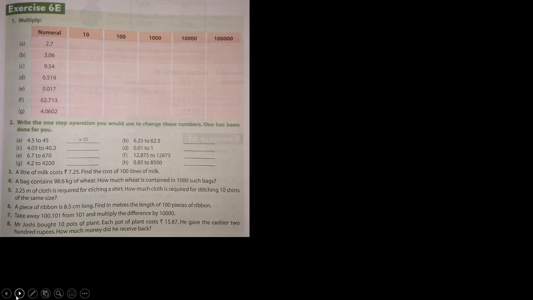This is exercise 6E on your screen. So let us now do the first question, in which we have to multiply the given numbers by 10, 100, 1000, 10,000 and 1 lakh. So question number 1, a table is given.